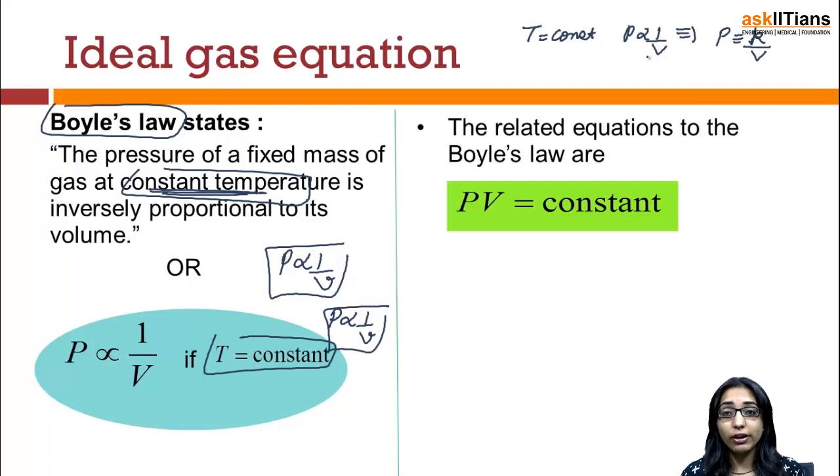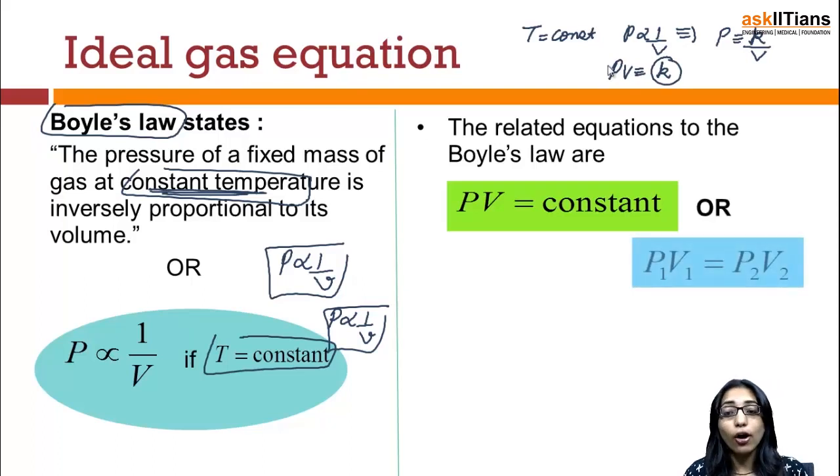So if I take the V on the left hand side, you will get PV is equal to K, where K is nothing but a particular constant. Or we can also use, now once I say that PV is equal to constant, if you are taking one value of pressure at one volume and you take another value of pressure at another volume, you will be able to write P1 V1 is equal to P2 V2.